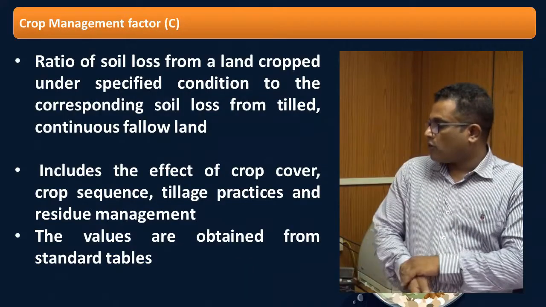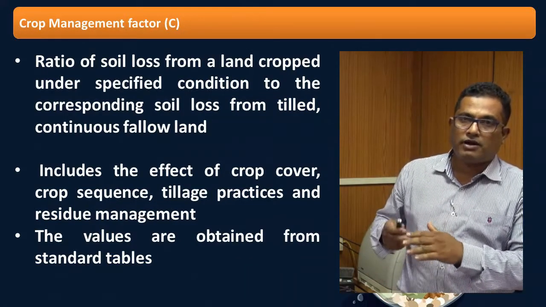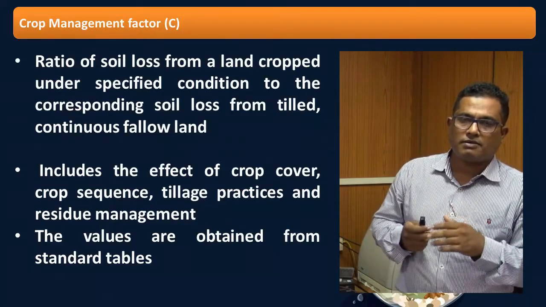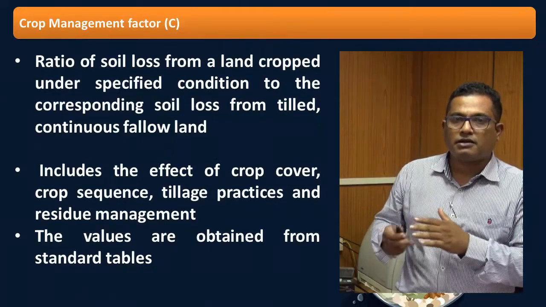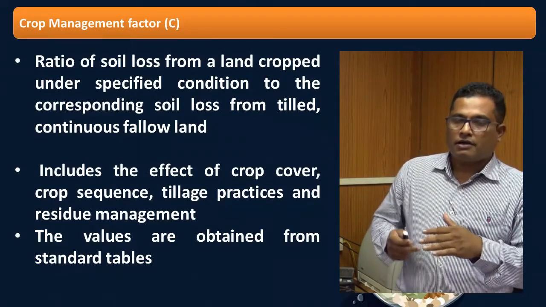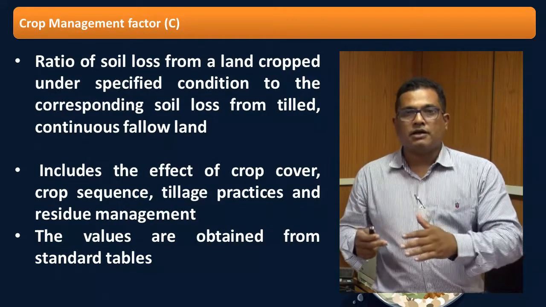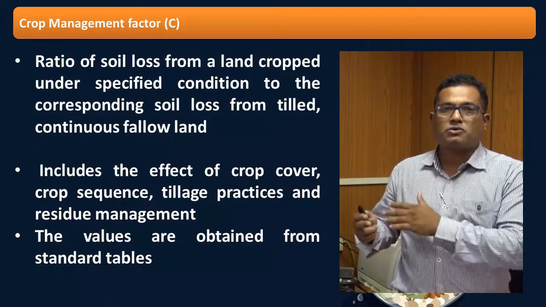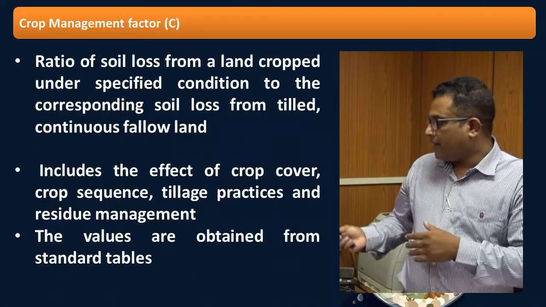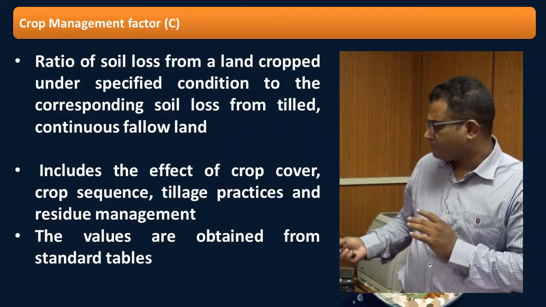Another factor is the crop management factor. This is again, I will repeat, a factor that is under one's management and under your control. If you have proper soil cover, vegetation, if you practice proper tillage methods, if you use crop residue in your cultivation process, then the crop management factor would be less than 1.